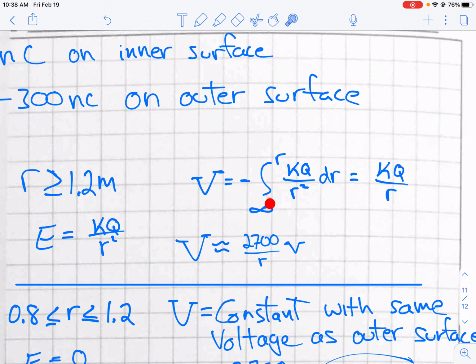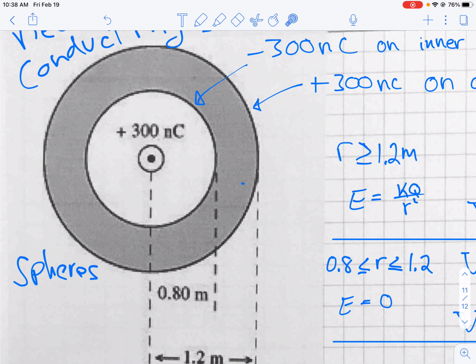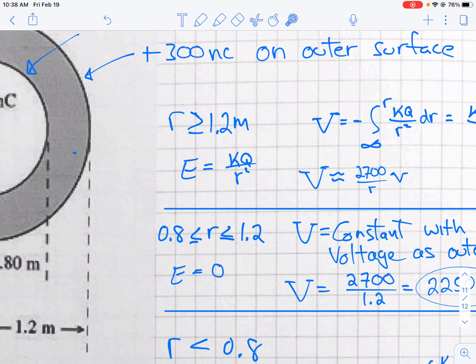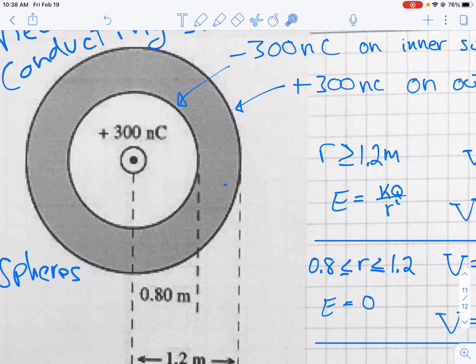And so voltage is the negative integral of the electric field, and we're coming in from infinity, and so we get 2700 over R when we plug in, and I plugged in numbers here for K and for Q, right? So that's what I get, 2700 over R volts. R is the distance from the center, and R has to be greater than 1.2. Then the entire shell here is at the same potential, right? So I plug in 1.2, I find the voltage on the surface, and that voltage on the outside surface is the voltage of the entire thing all the way through.